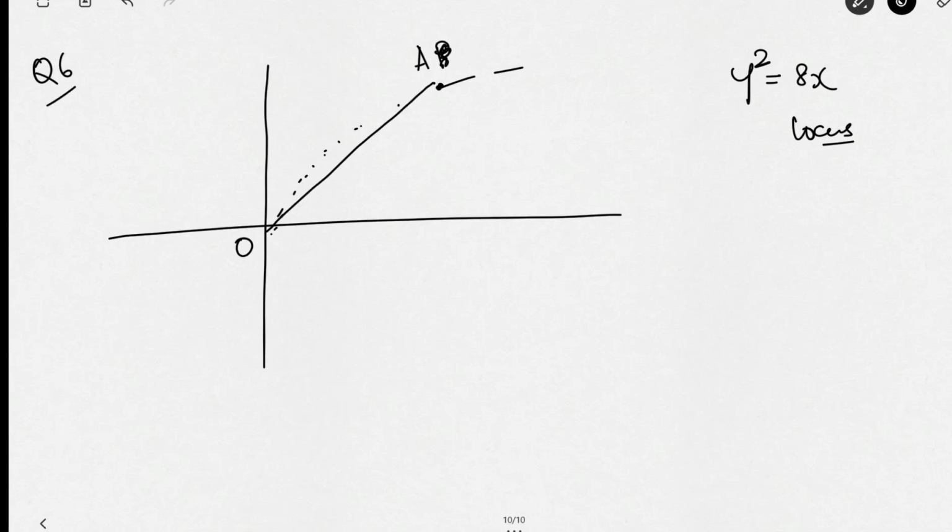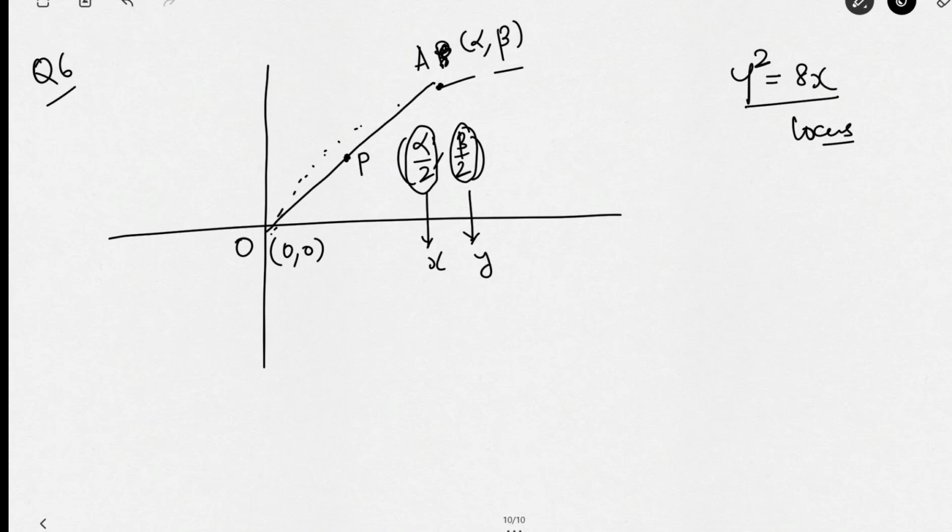And we need to find the locus of middle point of OA. When this A will move on this locus, what will be the locus of this point? Let's say this is P. P is the midpoint. So if you take this as alpha beta, this will be alpha by 2 and beta by 2. This will make the calculation difficult because we have to replace alpha by 2 and beta over 2 to x and y. So instead of taking this as alpha beta, we can take P as alpha beta and finally replace with x and y.